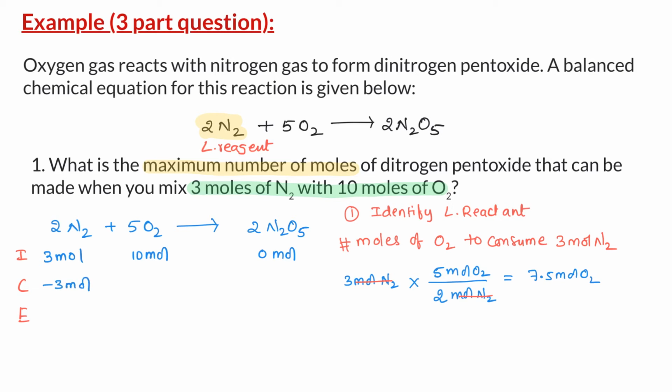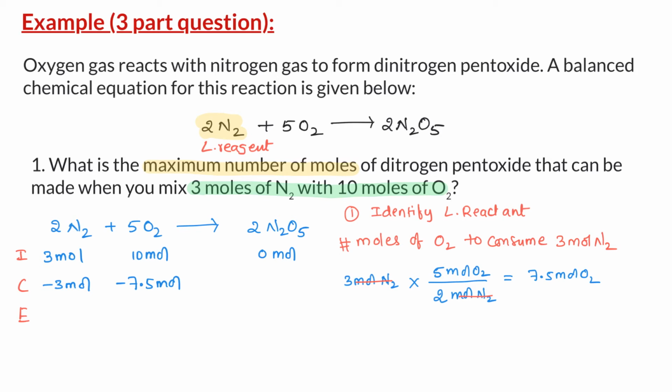Now, to fill the change for oxygen gas, I ask a question. If 3 moles of nitrogen is consumed, how many moles of oxygen will be consumed? We already calculated this earlier, which is 7.5 moles. Therefore, the change for oxygen is minus 7.5 moles.